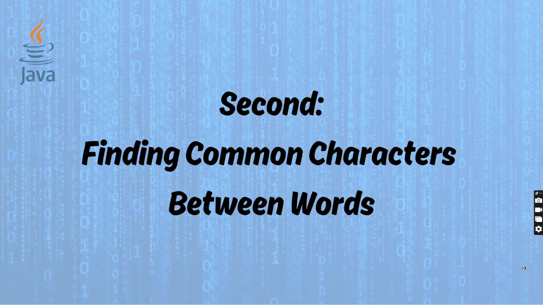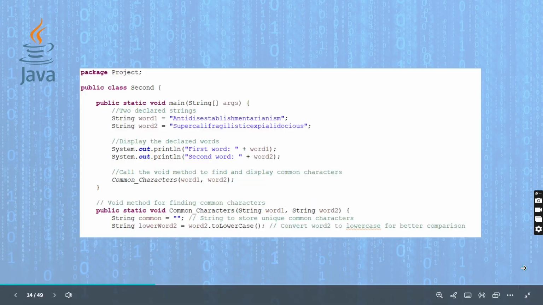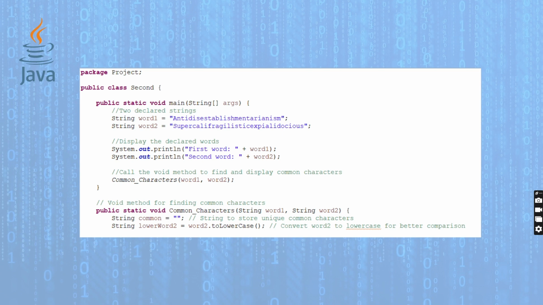The second program is about finding common characters between words. First, I declared two long and unique words, which are anti-disestablishmentarianism and supercalifragilisticexpialidocious. These two words are printed using simple System.out.println statements.